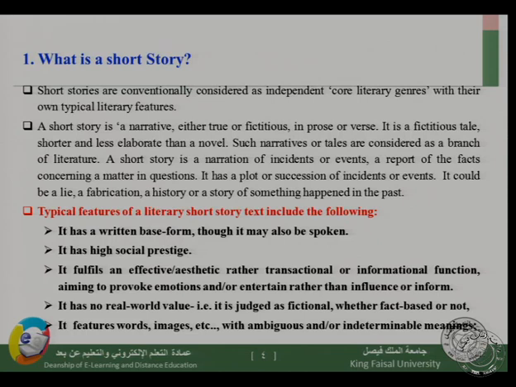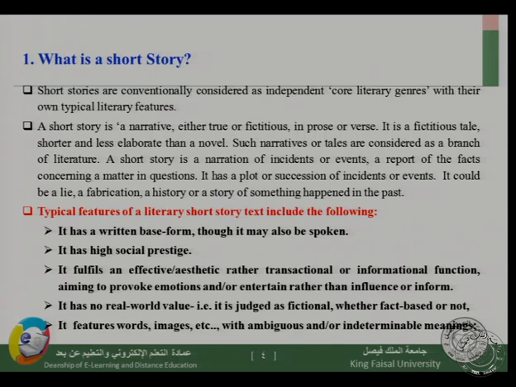A short story is shorter and less elaborate than a novel. A novel is normally huge. It's long. It's more complicated than a short story. Now, a short story is a narration of incidents or events, a report of the facts concerning a matter in question. It has a plot or succession of incidents or events.